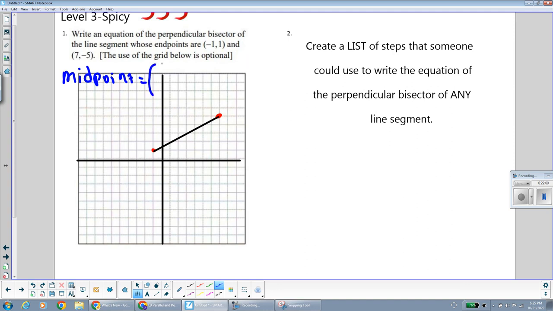So just like before, I'm going to average the x coordinates, and we're going to average the y coordinates. And that gives us 6 over 2 is 3, 4 over 2 is 2. 1, 2, 3, 1, 2.